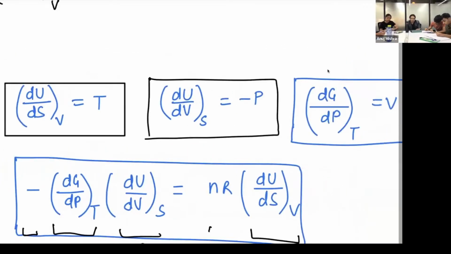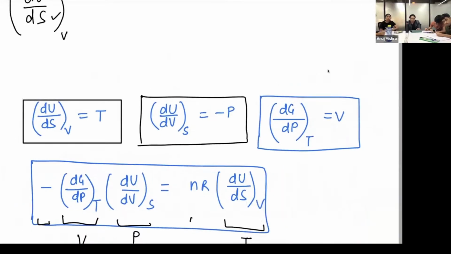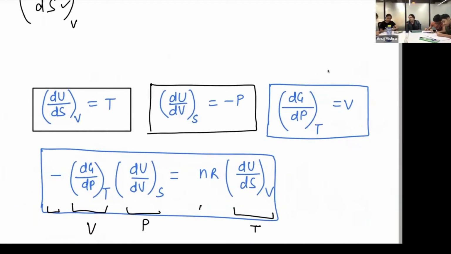And dG over dP at constant T is V. So what is written here? PV equals nRT. Do you understand? So that is a different method to express that thing.